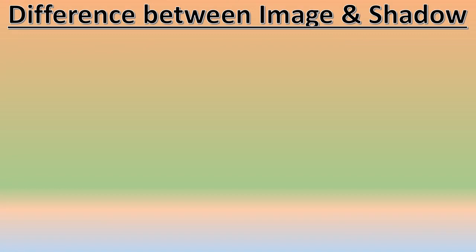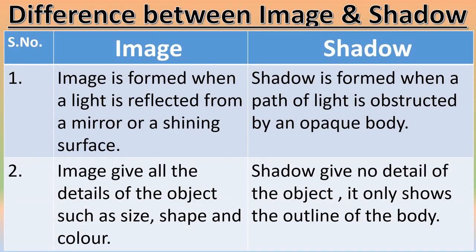As of now, we have some idea about the terms image and shadow. Now, let us look at a few differences between both of them. Point number 1. Image is formed when light is reflected from a mirror or a shining surface, whereas shadow is formed when the path of light is obstructed by an opaque object or body.